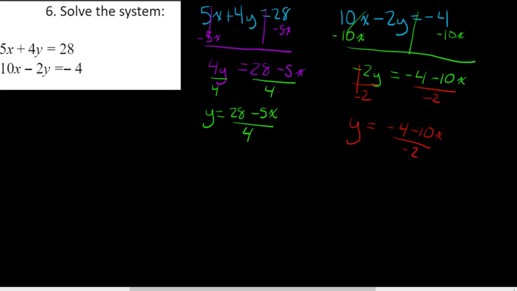Now, once we've solved for both of these, we can go ahead and set them equal to each other. So I'm going to bring down this first equation, (28 minus 5x) divided by 4, and it is equal to (negative 4 minus 10x) divided by negative 2. Now we just need to work on canceling each of these denominators. I'll start with the one on the right. I'll multiply both sides by negative 2.